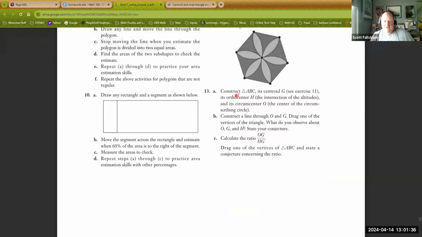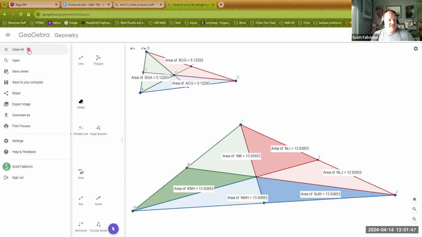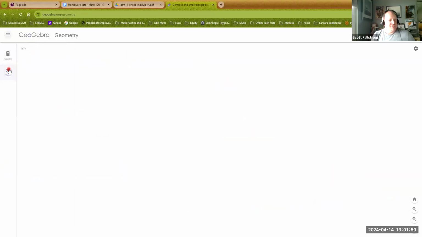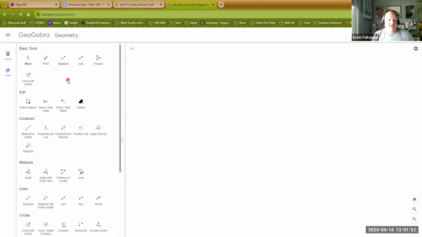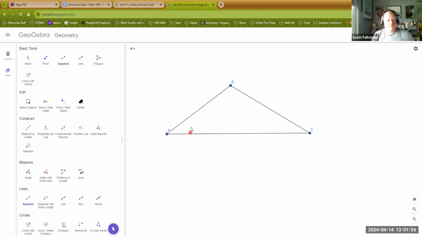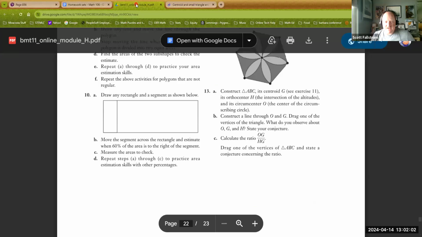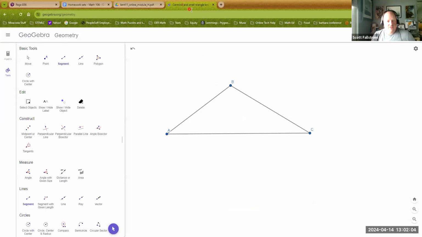And the last thing we have here is construct the centroid and its orthocenter and its circumcenter. All right. Now, this one may seem a little complex, but let's just go one step at a time. We'll clear everything. We'll start anew, and here we go. So I need a triangle. So I'm going to build a triangle. Okay. And what does it say? And it's centroid. Okay, so centroid means I need midpoints.